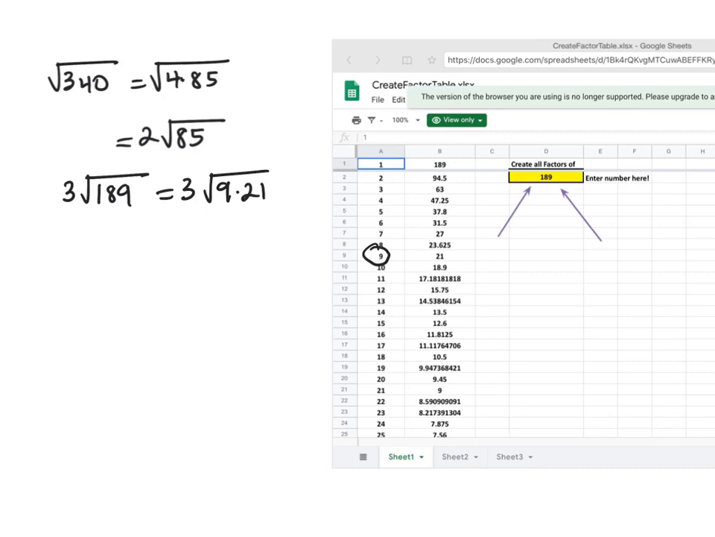I can take the square root of 9. It goes out as a 3. But there's already a 3 out front, so I'll take 3 times 3. That gives me 9. 9 root 21 is my answer.